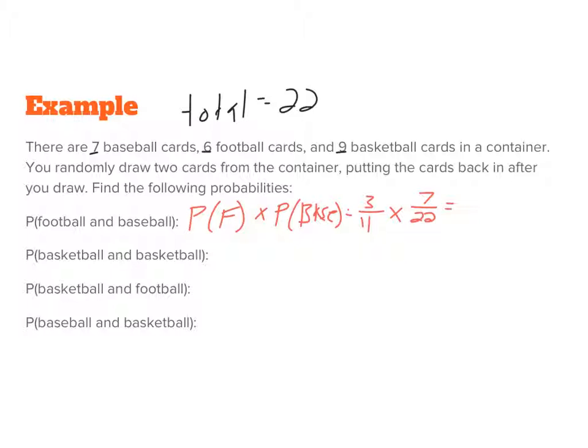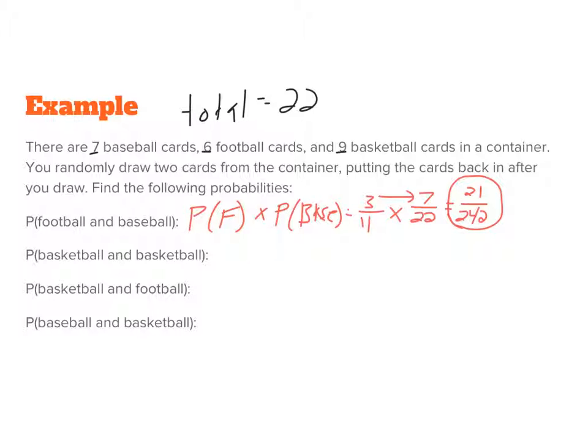And now I can multiply straight across. 3 times 7 is 21. 11 times 22 is 242. And I can't simplify that down. 21 over 242 is my final answer.